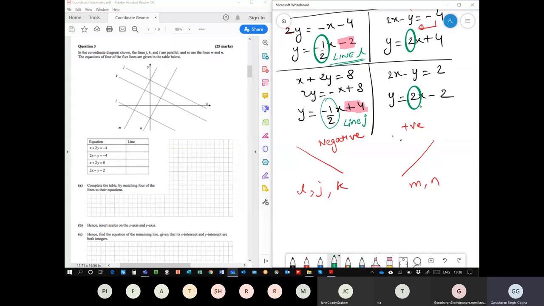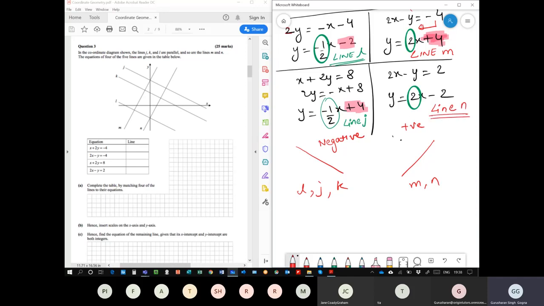Okay. Now you have two left here. So one represents M, one represents N. So again, you have to go by the same logic. This is positive 4. So which one is passing through the positive y-axis? It's line M. Okay. And obviously this is passing through the negative y-axis because of this negative y-intercept. So this is line N.